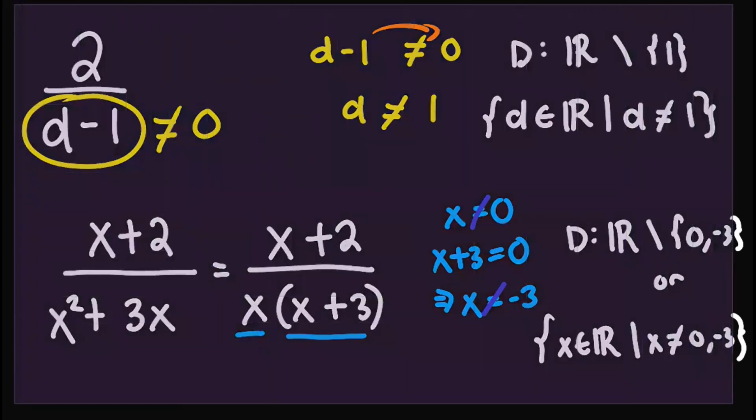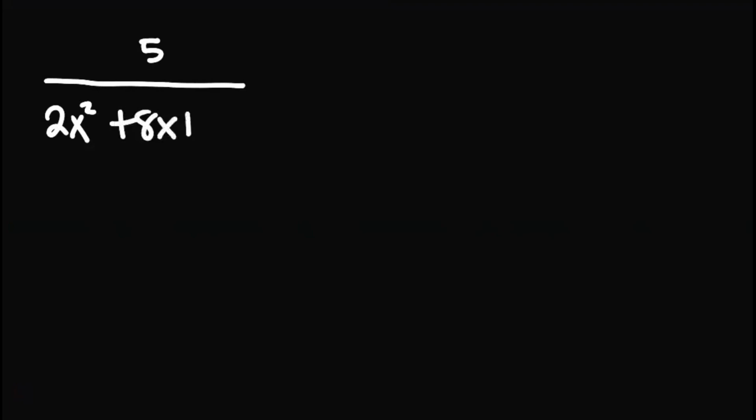Let's have this third example. Let's have 5 over 2x squared plus 8x plus 8. So again, we determine when will this denominator be equal to 0.